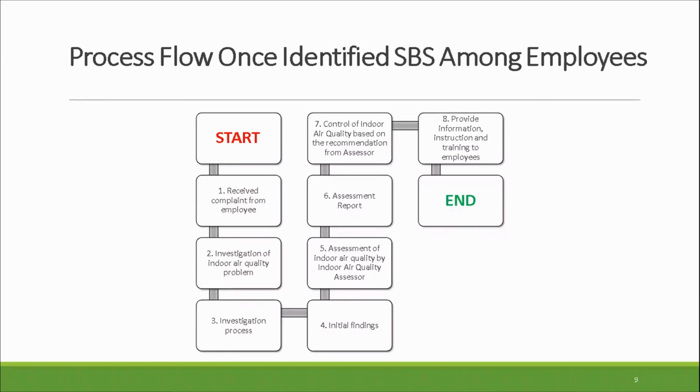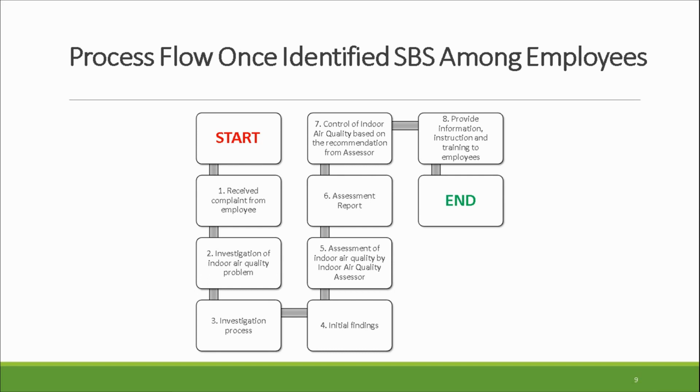For the process flow, once we identify SBS among employees, the process will start when we receive complaints from employees who feel uncomfortable while working in the building. Then we go to the investigation of the indoor air quality problem. We create the investigation process, and then we try to find out the root cause of the discomfort.